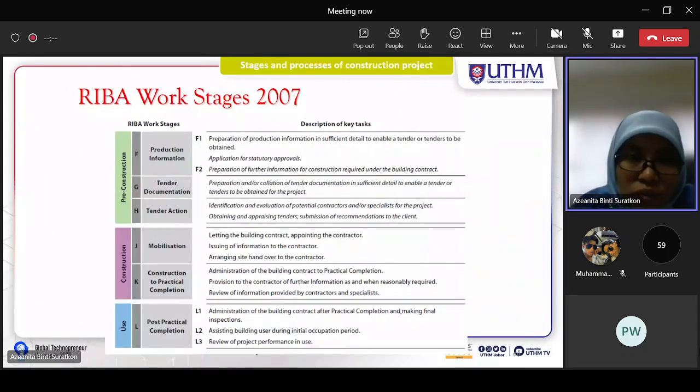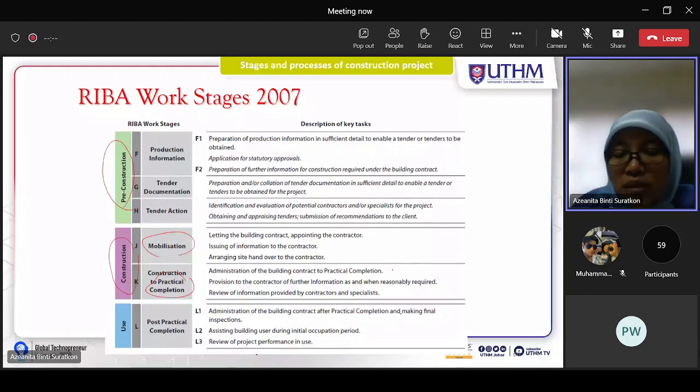Followed by F, G, H for production information, tender documentation and tender action for pre-construction, then followed by construction, where you have mobilization and also construction to practical completion. So this is the contract terminology, practical completion.